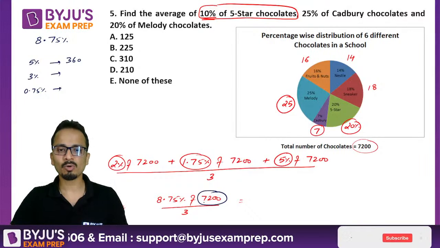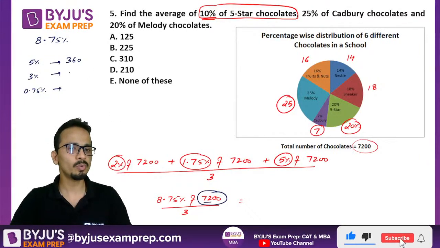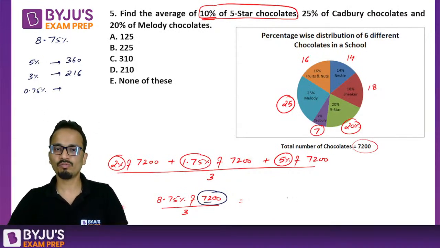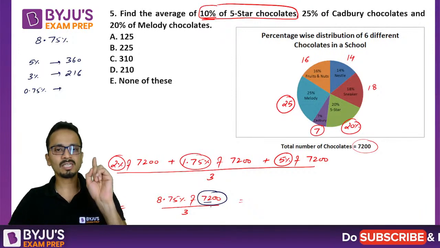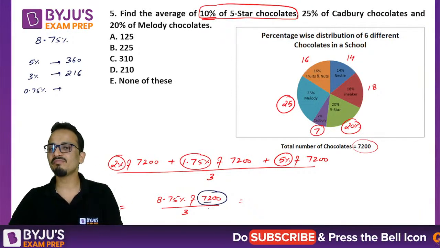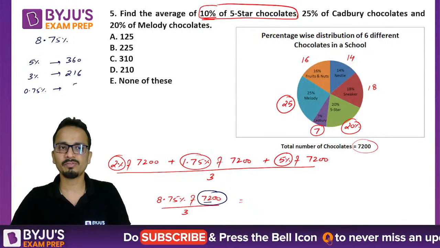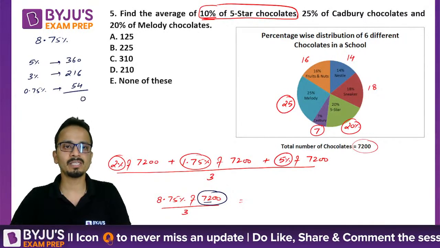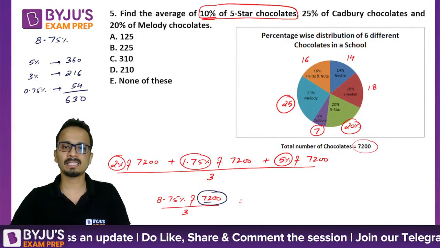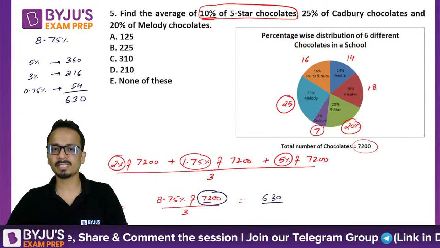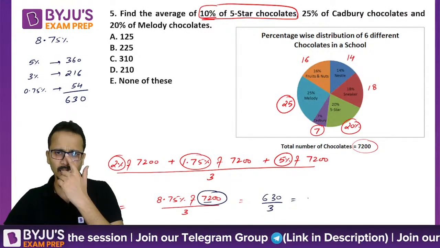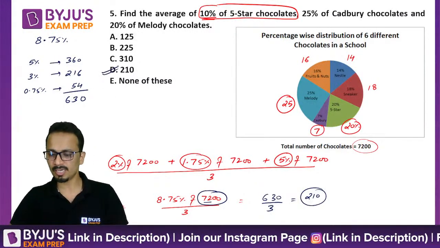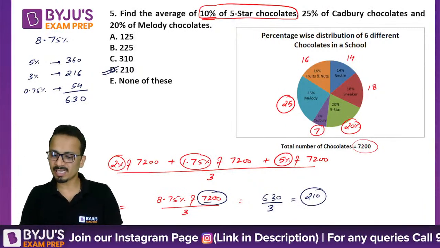Then 3%. So 1% कितना होगा? 72. So 3% will be 72 into 3. That is 216. And 0.75%. So 1% is 72. 1% अगर 72 है, so 0.75% will be 3/4 of that, which is 54. Okay, now I can add all these numbers. So it will be 0, 3, 6. So 630 is the sum which will be divided by 3 and the final answer will come out to be 210, which is option D. Okay, so option D is the correct answer.